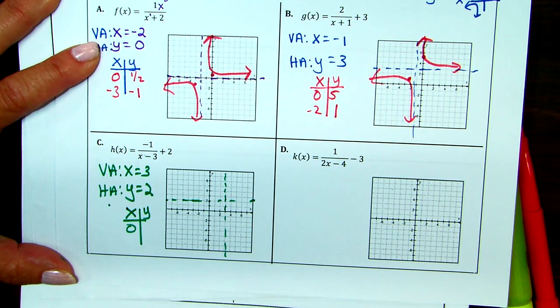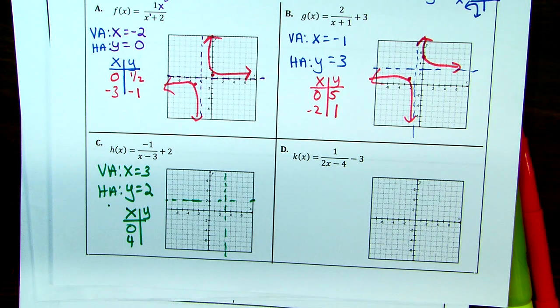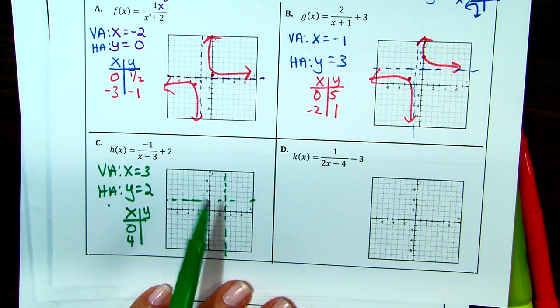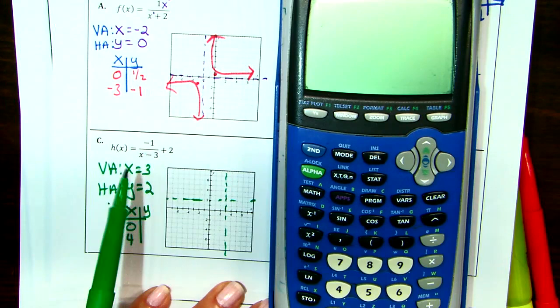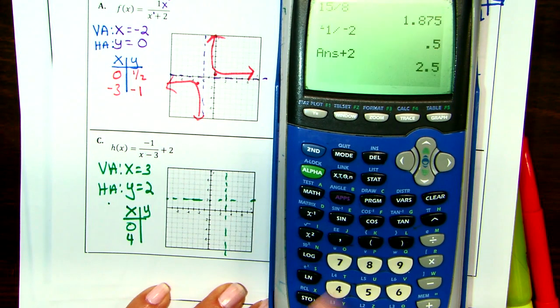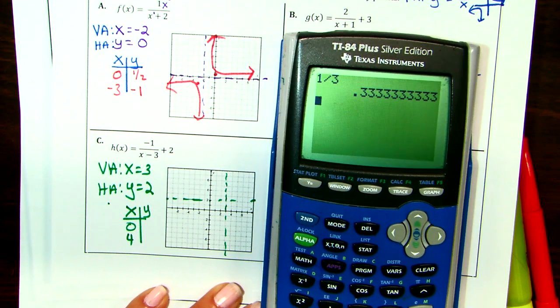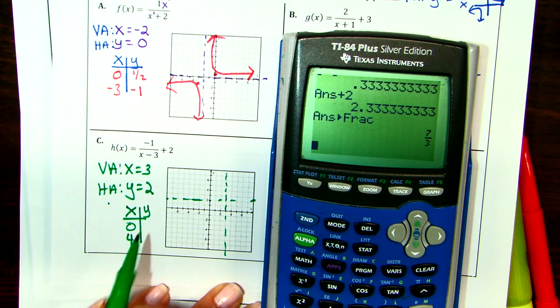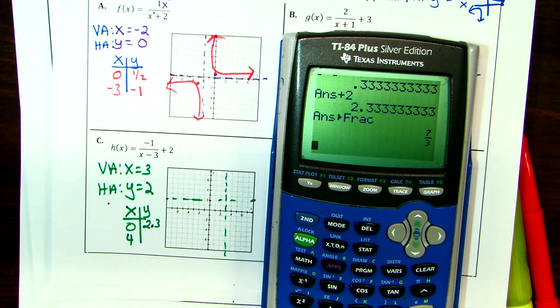Yep, I'm going to use 0 and 4. So when I plug in 0, I get 1/3, right? So -1 over -3 is positive 1/3. So 1 divided by 3, and then plus 2. And I get 2.3. I can change it to a fraction if I want. But for graphs like this where we're not being precise, 2.3 is just fine, okay?